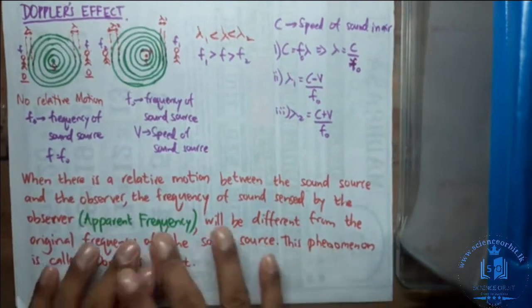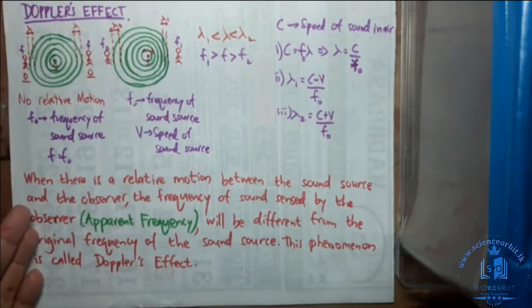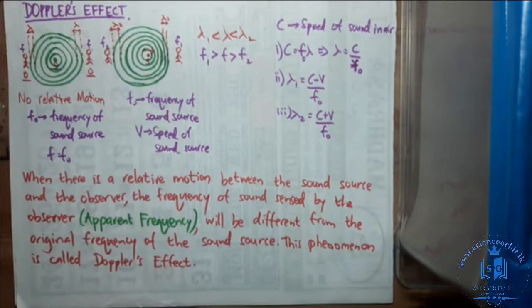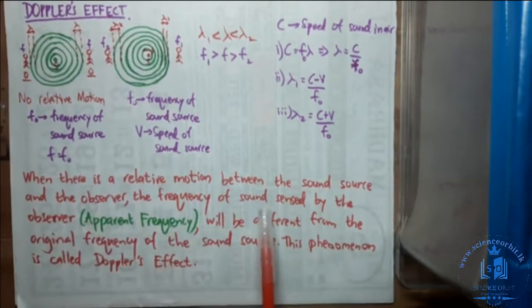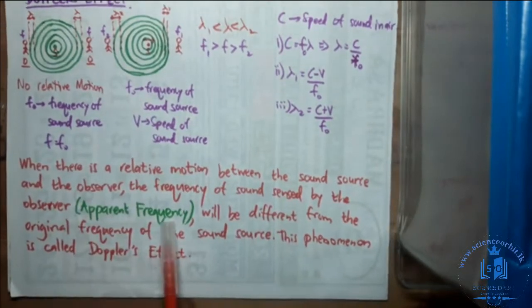So if you want me to put that into a statement, why is this statement important? Because normally if you get Doppler's effect for an essay question, most probably the first question will be state Doppler's effect. So this is what you have to mention there. When there is a relative motion between the sound source and the observer, the frequency of sound sensed by the observer, we call it apparent frequency, will be different from the original frequency of the sound source. This phenomenon is called Doppler's effect.